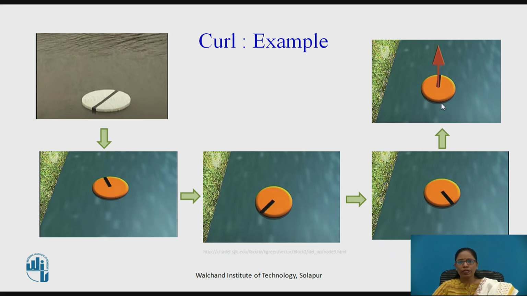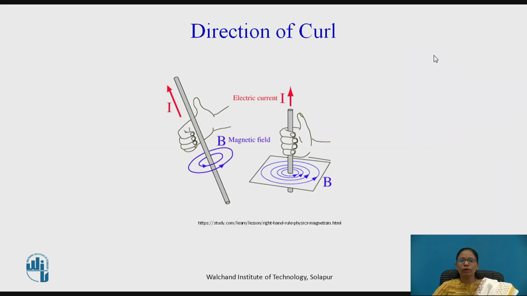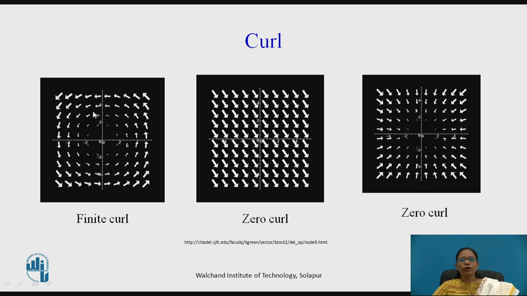When the disc is rotating in anti-clockwise direction, that indicates the upward direction, and this upward direction is called the direction of curl. And the curl direction is given by the right-hand thumb rule. It is the direction of rotation, and my thumb will be indicating the direction of curl. Now here, this is circular rotation, which indicates there is some finite curl, whereas here there is no change, which is zero curl. Here some inward motion also does not indicate a curl. Only the circular motion, circular rotation, indicates there is a curl.